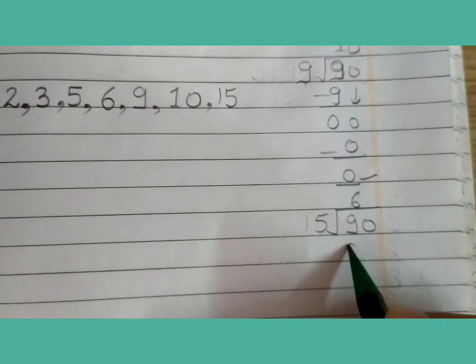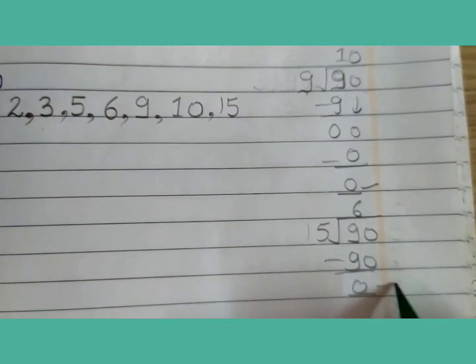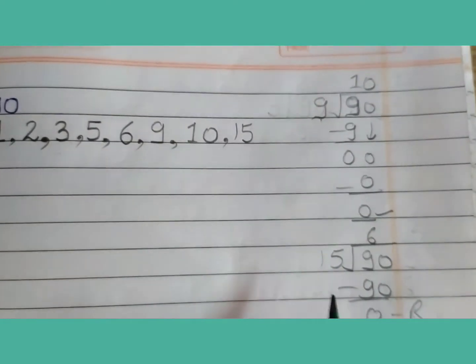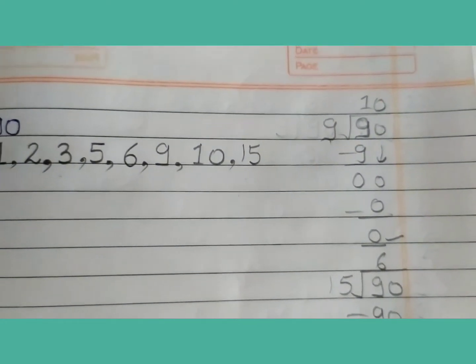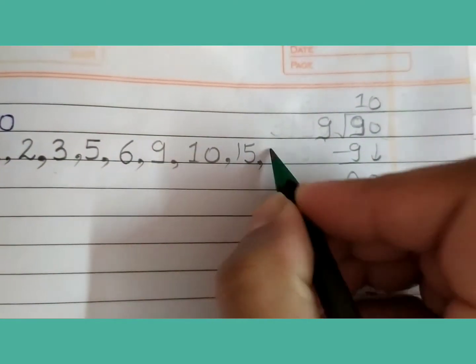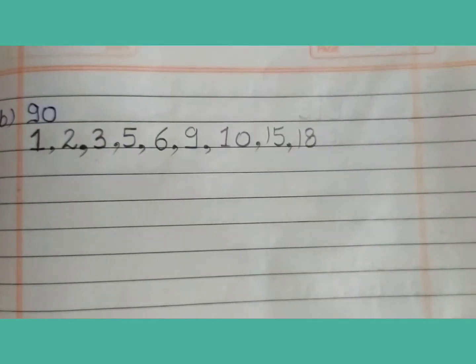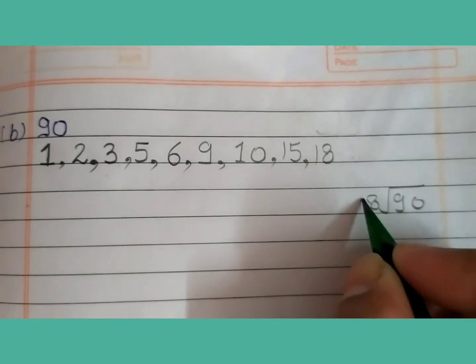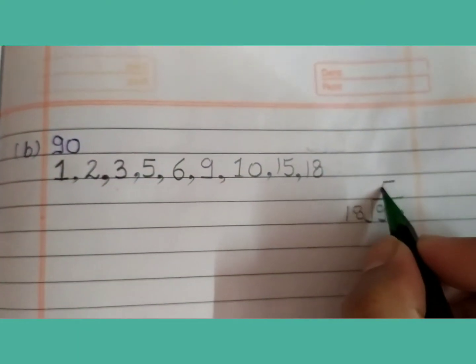15 6s are 90. 90 minus 90 equals 0. The remainder is 0. So 15 is a factor of 90. Write 15. The next number is 18. Write 18. 18 5s are 90.